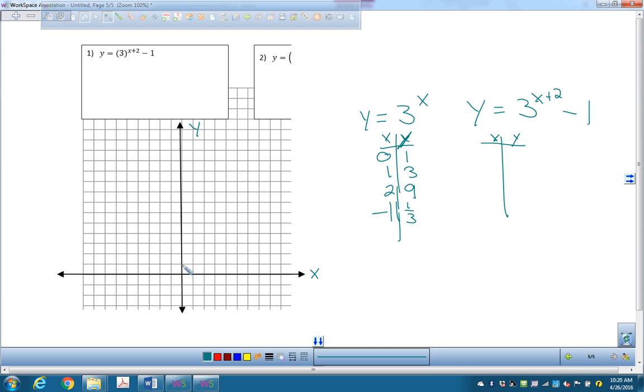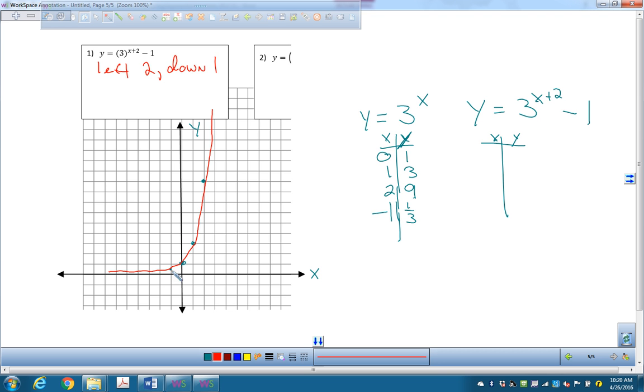0, 1, 1, 3, 2, 9, 2, 1, 2, 3, 4, 5, 6, 7, 8, 9, and negative 1, 1/3. So this is this graph right here. Now I'm going to take all these points, and we said it's left 2, down 1, right?